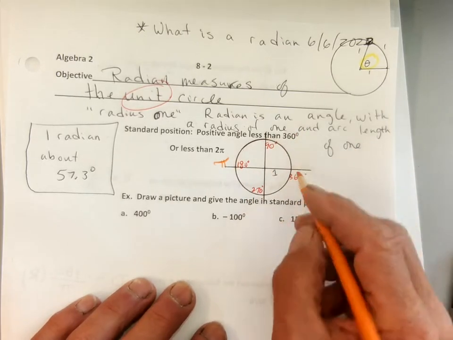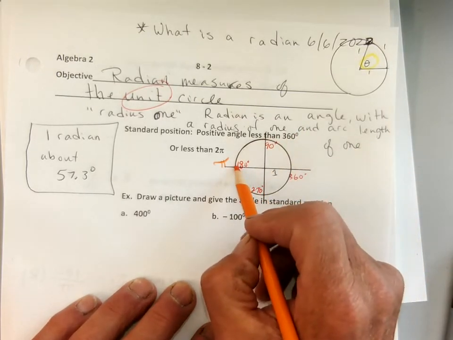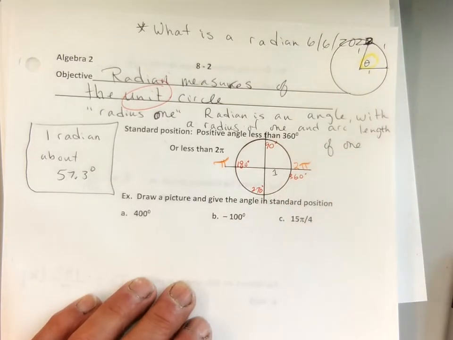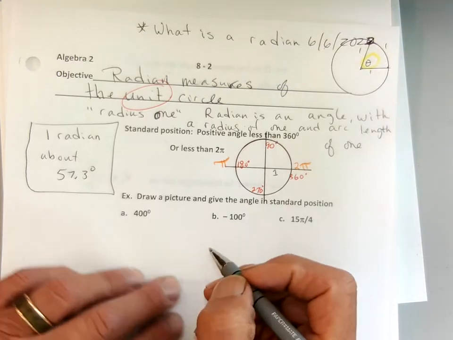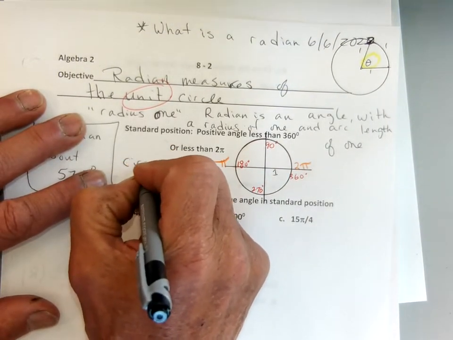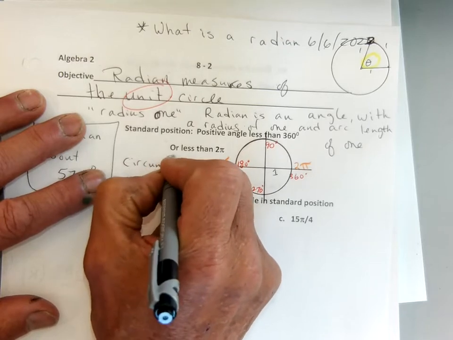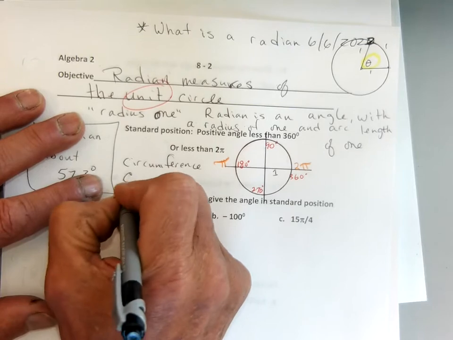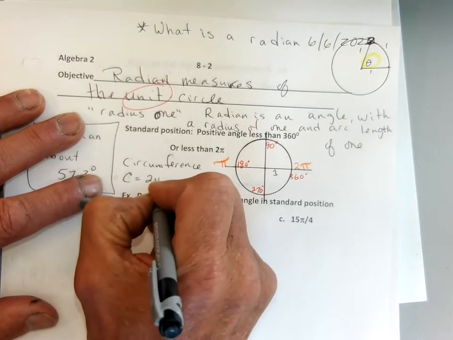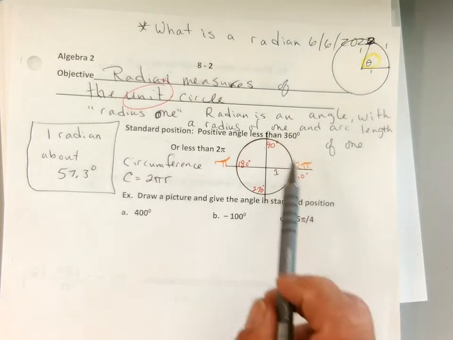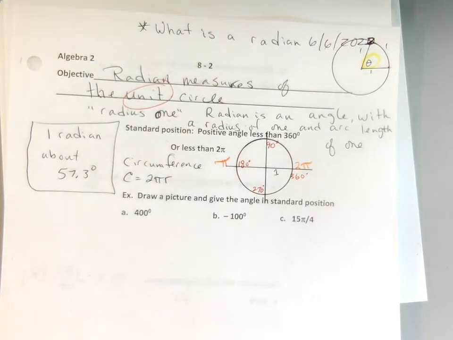So that means if half a circle is pi radians, then the full circle is 2 pi radians. And of course, this comes from the equation of a circumference of a circle. Circumference of the circle is C equals 2 pi r. Well, our radius is 1. So the arc length, sure enough, is indeed equal to our angle.